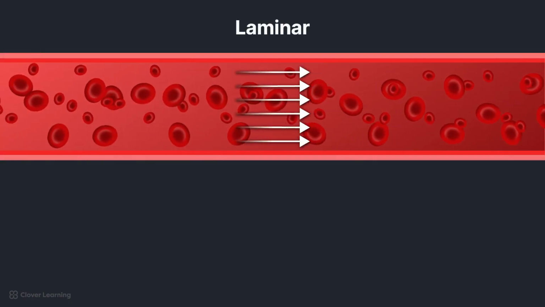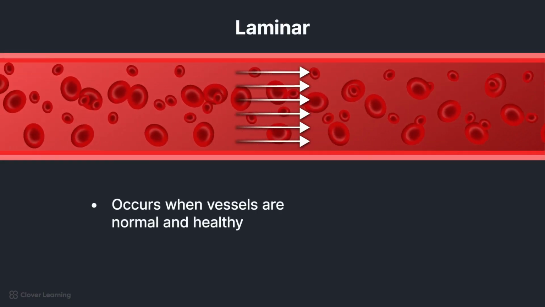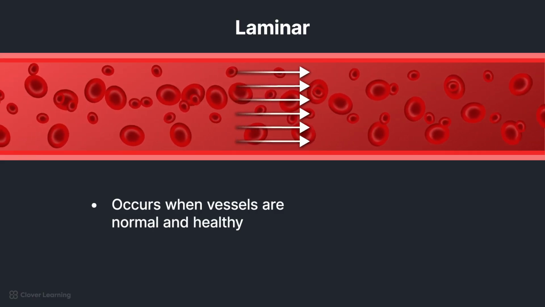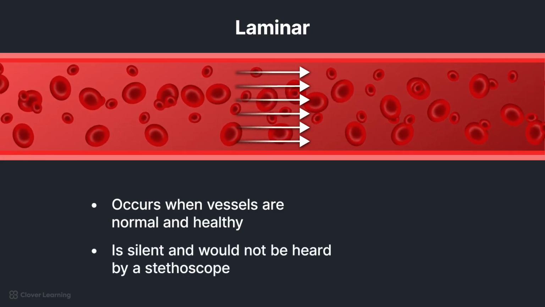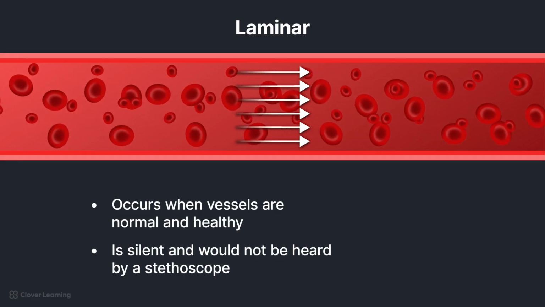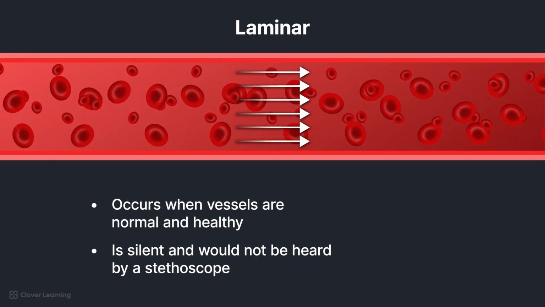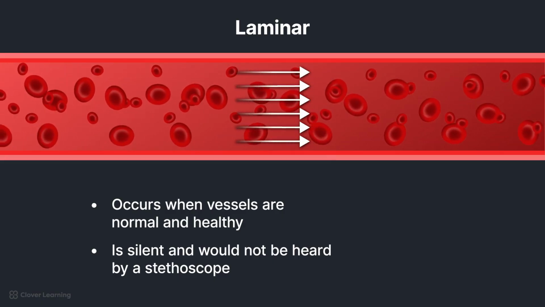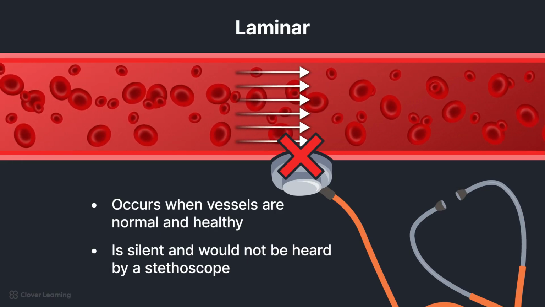It is important to understand that laminar flow occurs when vessels are normal and healthy, and laminar flow is silent. The smooth, regular movement of the blood causes minimal disturbances in the flow, which results in a lack of sound production, so it would not be heard by a stethoscope.